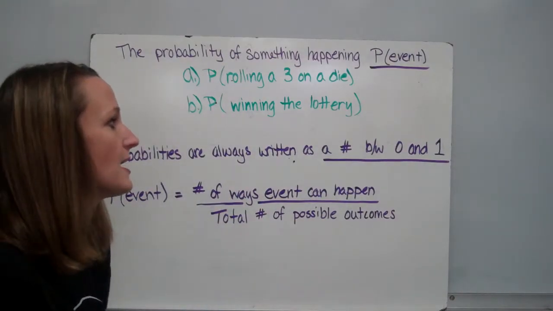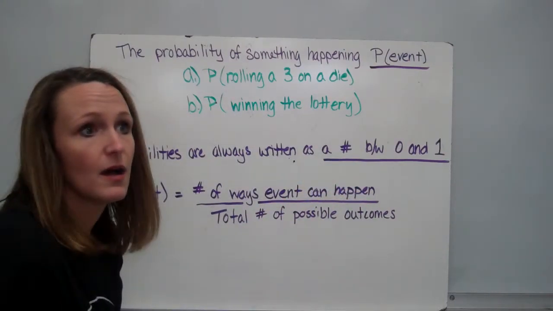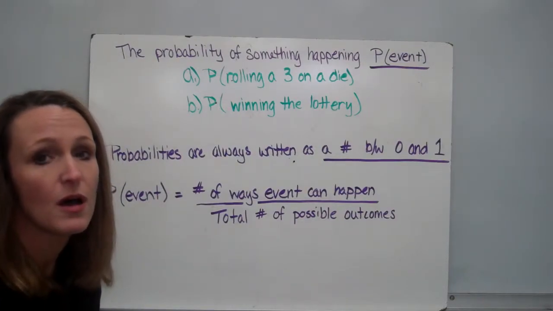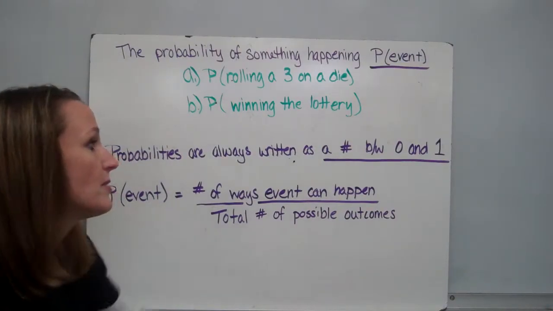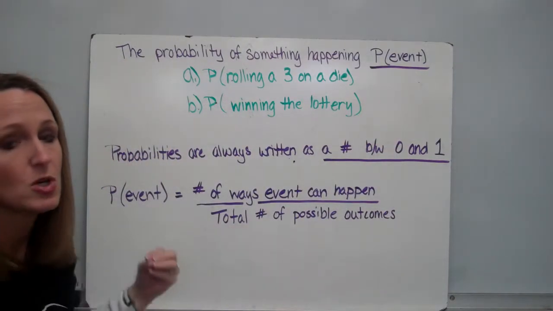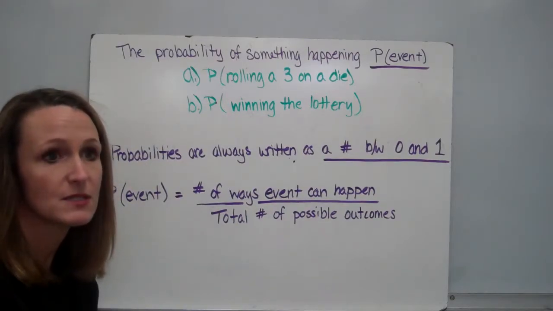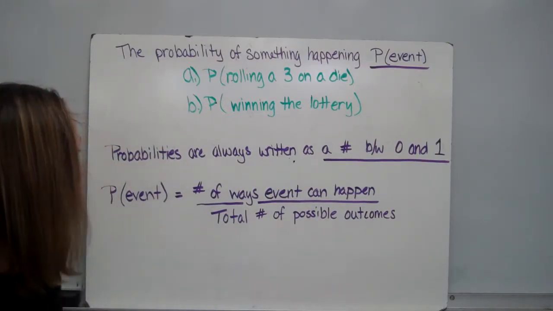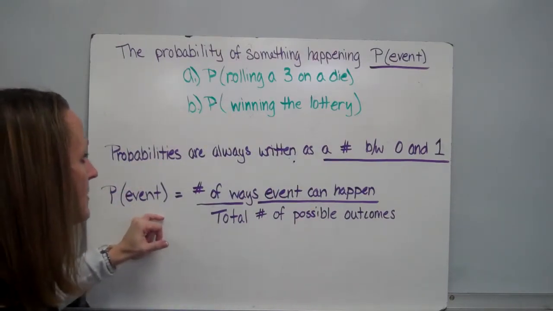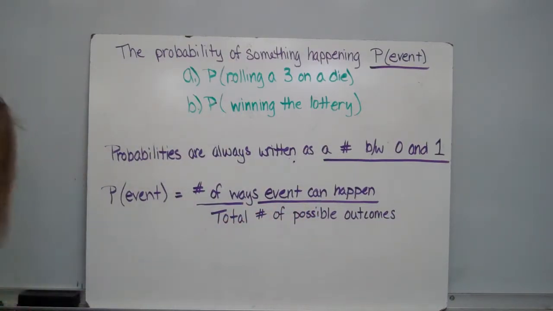Probabilities are always written as a number between 0 and 1, because we're usually getting a percentage. So that number is going to be a decimal greater than 0 and less than 1. Remember, 0 means it's impossible to happen, whereas 1 means it's 100% to happen. So your probability is going to fall somewhere in between, and then it's a decimal, and then we make it a percent. So the way to determine it is you take your P of event, whatever it may be, and it's the number of ways an event can happen, divided by the number of total possible outcomes.